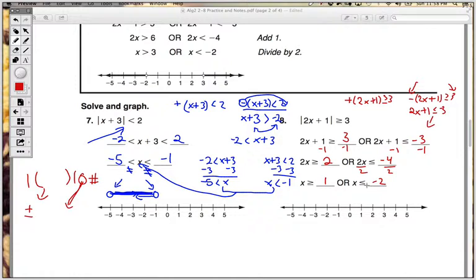So let's see what happens. So we got equal, which means those are both closed circles. So at 1, I have a closed circle. At negative 2, I have a closed circle.